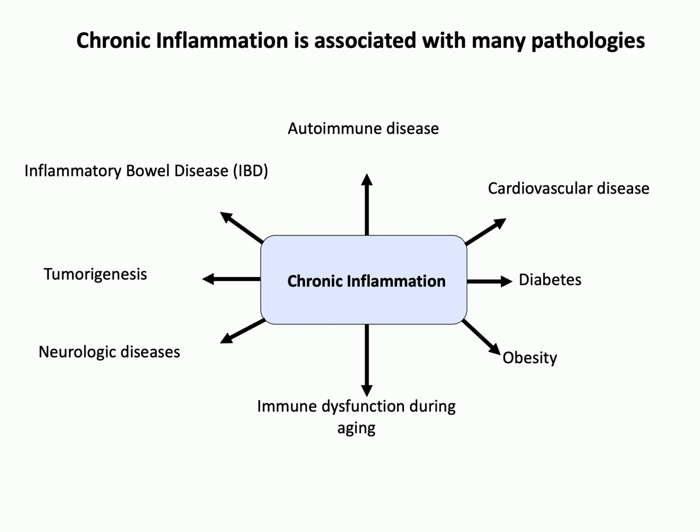Sometimes acute systemic inflammation can be chronic, or even within a tissue, inflammation can be chronic. And there are a number of diseases associated with chronic inflammation. And in fact, regardless of the specialty that you end up in medicine, it is very likely that at some level you will have to deal with the pathologic effects of chronic inflammation. This includes things like inflammatory bowel disease, cardiovascular disease, obesity, and even immune dysfunction during aging.